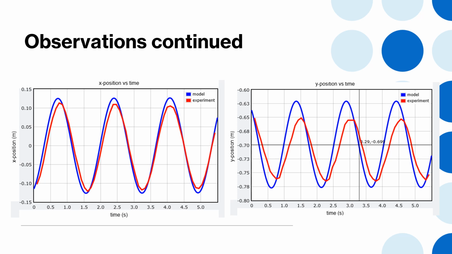Our observations continued. We see in the graph on the left is the x position versus time graph, and the one on the right is the y position versus time graph, with the red line being our experiment from Tracker and the blue line being our model from the GlowScript. We can see that they relatively are very similar. They have similar periods. However, the biggest difference is the y position amplitude, which we think could be because of errors such as not letting go of the mass in a particular way that skewed its amplitude or took energy away from it, which is why there may be a slight difference there.